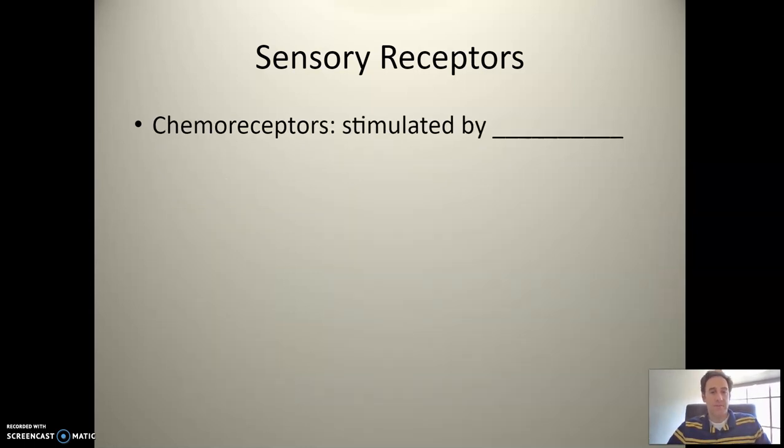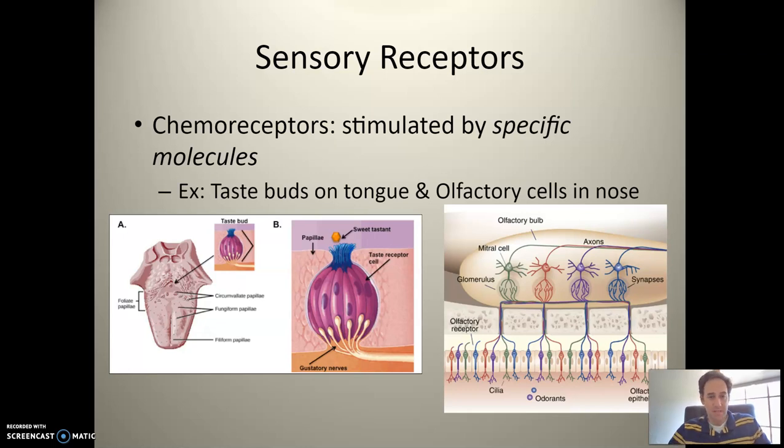Examples of sensory receptors, there's a handful that we're going to be focusing on in this class. So the first type are chemoreceptors, and as you might expect, they're stimulated by chemicals or specific molecules. So the taste buds on your tongue, what are called olfactory cells in your nose, both of which we're going to talk about more very soon. These are chemoreceptors, so a very specific molecule binds to them, they send an action potential, and your brain makes sense of that information.